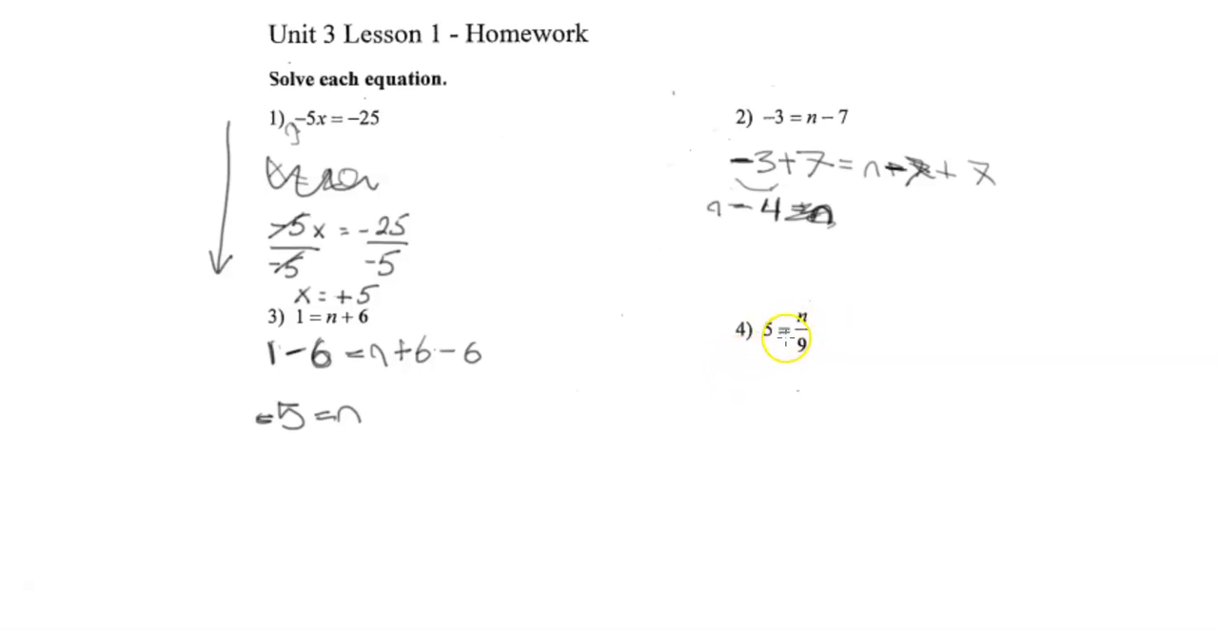n is divided by 9. So how do we undo that? 5 times n? Times 9. Why did you put 9 in the denominator? If you're multiplying by 9, it should go on top. So write your n divided by 9, and then multiply by 9. There you go.